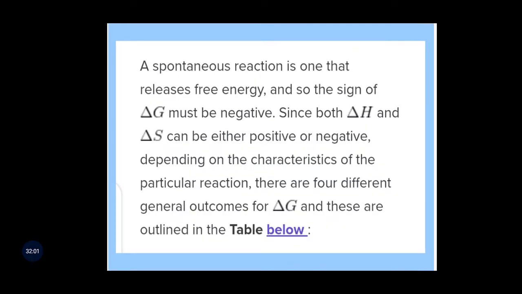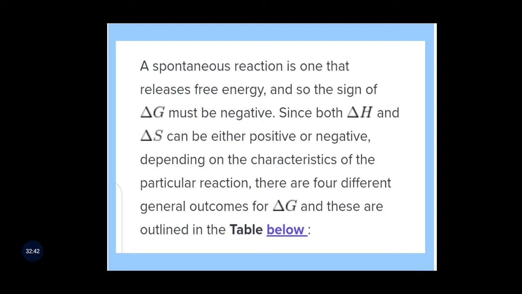Now we say a spontaneous reaction is one that releases free energy, and so the sign of delta G, that is your change in Gibbs free energy, must be negative. We said for a spontaneous reaction, your enthalpy must be negative, your entropy must be positive. So also your Gibbs free energy must be negative. That is another sign for a spontaneous reaction. Enthalpy negative, entropy positive, Gibbs free energy negative.